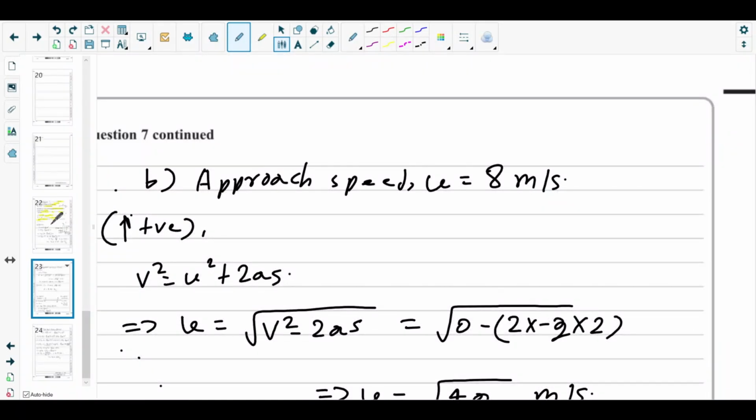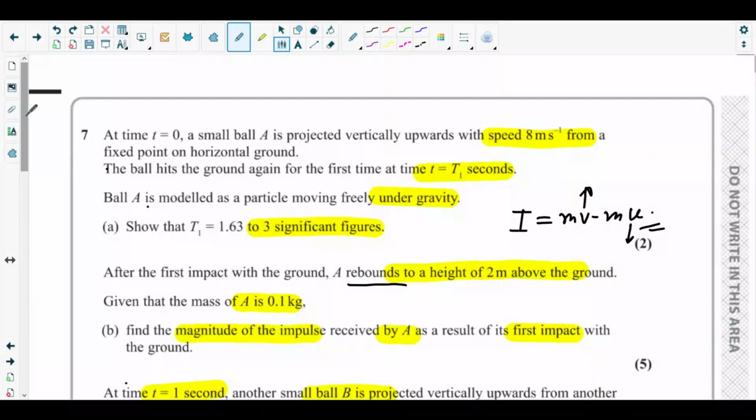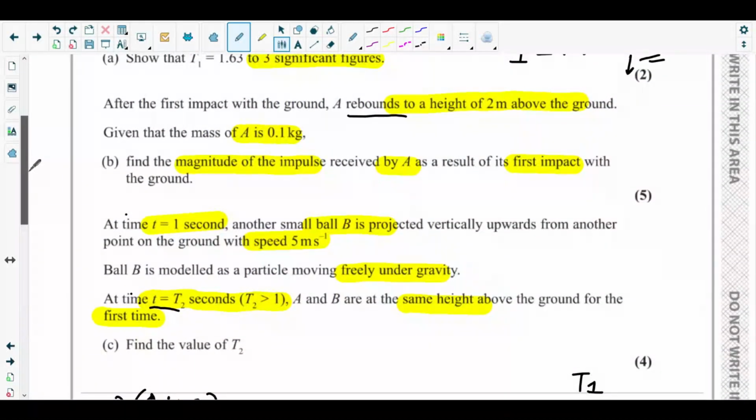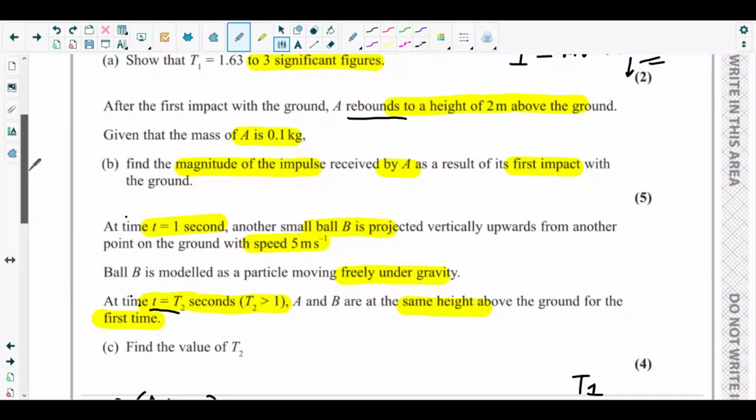That's exactly what part C of question number 7, the last question of the Mechanics 1 October 2024 paper, has asked for. So up to three significant figures, we got the value for t2, which is 1.46. Fine.